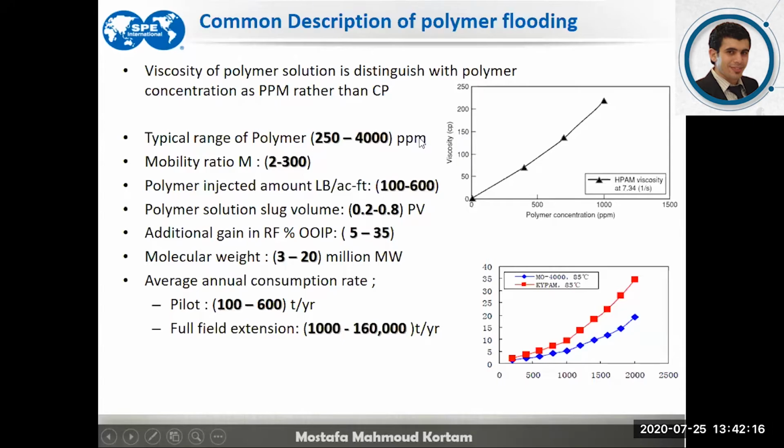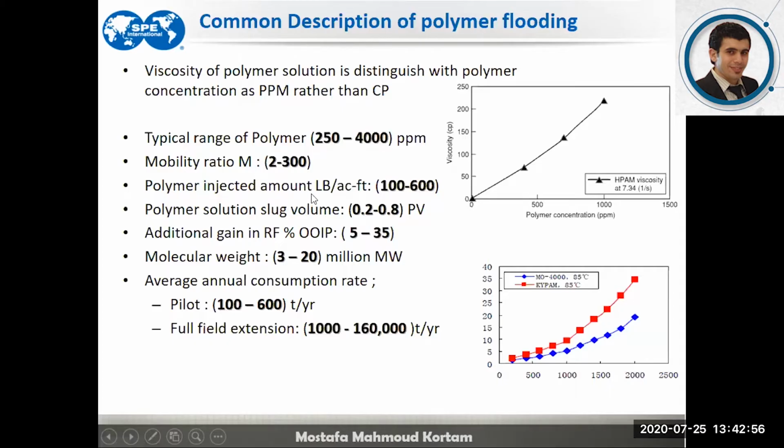the centipoise. The typical range of the polymer that is used in the majority of polymer flooding applications is from 250 to 4,000 ppm. So most of the applications lie in this range. The mobility ratio in the reservoir varies from 2 to 300. Over 300, there are odd applications that may achieve improper or good performance, and less than 2, I think it doesn't need it, because it becomes closer to 1.